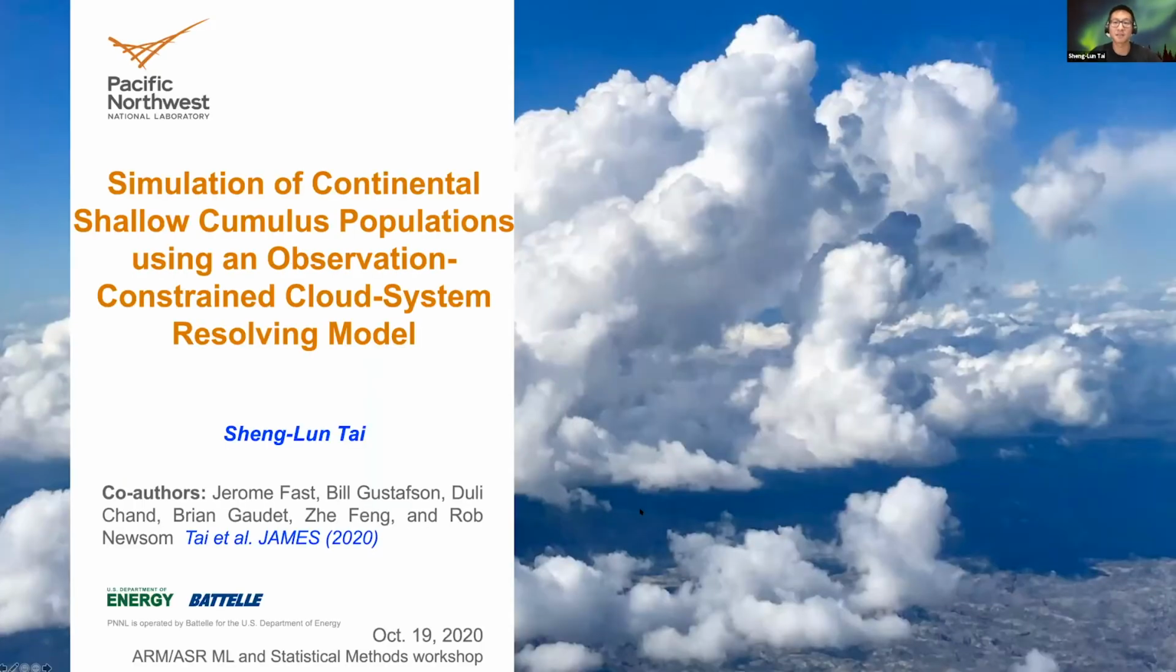All right, okay. So I would like to talk a little bit about our work on simulation of continental shallow cumulus populations using an observation-constrained cloud system resolving model. I would like to acknowledge my co-authors from our lab. This work was published in JAMES, so please feel free to browse if you are interested.